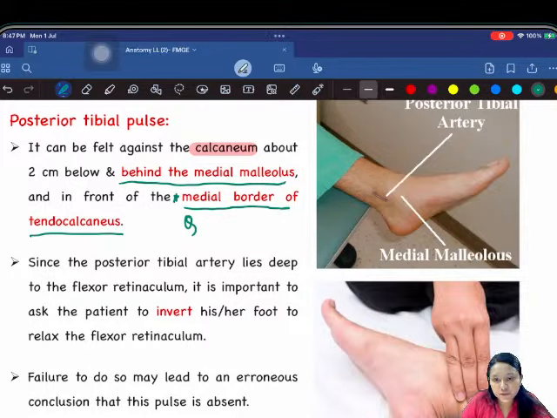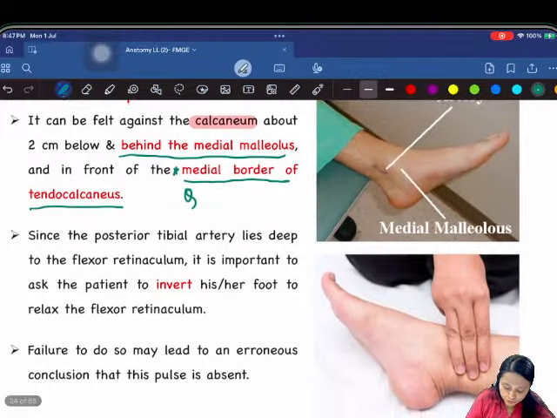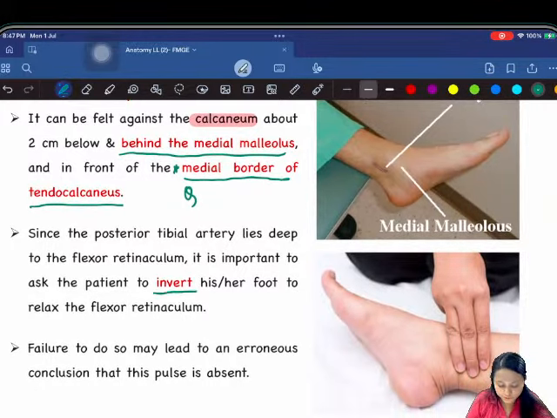Now, when we feel this pulse, it is very important to ask the patient to invert his foot to relax the flexor retinaculum. Otherwise, it is very difficult to feel this pulse. Okay, so if you don't invert the foot and then you directly feel the pulse, then you might get an erroneous conclusion. You might get an absent pulse. So you can't say that a pulse is absent without asking the patient to invert the foot. So you have to ask the patient to invert the foot.